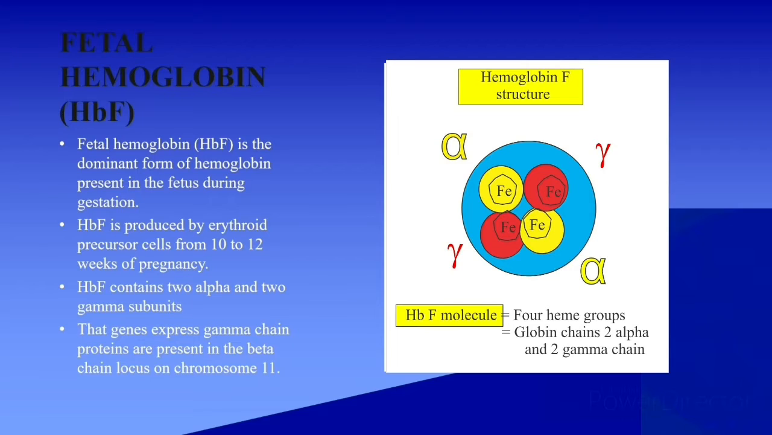HbF is produced by erythroid precursor cells from 10 to 12 weeks of pregnancy. HbF contains 2 alpha and 2 gamma subunits. The genes that express gamma chain protein are present in the beta chain locus on chromosome 11.